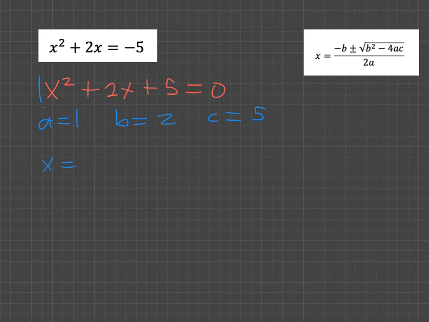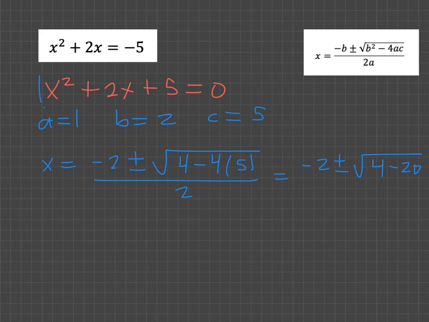Plugging those into the formula, we're going to get x equals negative 2 plus or minus. Under the square root, we want to square b, so we're squaring 2, so that gives us a 4. And then minus 4 times a, which is 1, times c, which is 5. And then that's all over 2 times a, so 2 times 1. And simplifying, negative 2 plus or minus square root of 4, and then it's minus 20, all over 2. X equals negative 2 plus or minus square root of negative 16 all over 2.